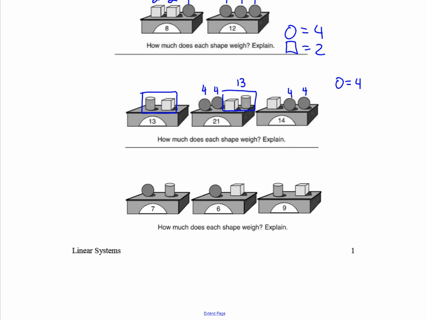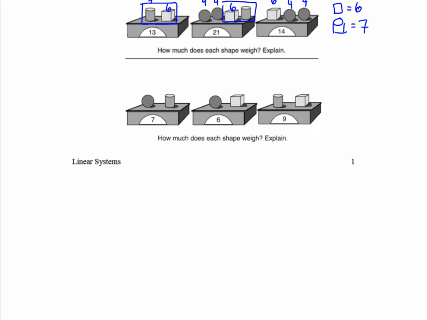Meaning if that's the case, what is the cube worth? Has to be 6 to add to 14. So now that I know that the cube is 6, what is a cylinder? Sorry, cylinder, thank you. Cylinder 7. Good. All right, this one I think requires a little bit of guess and check.